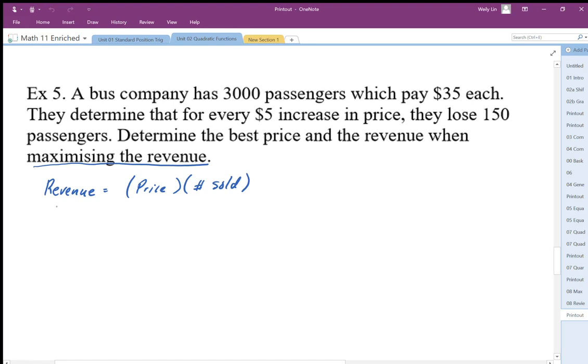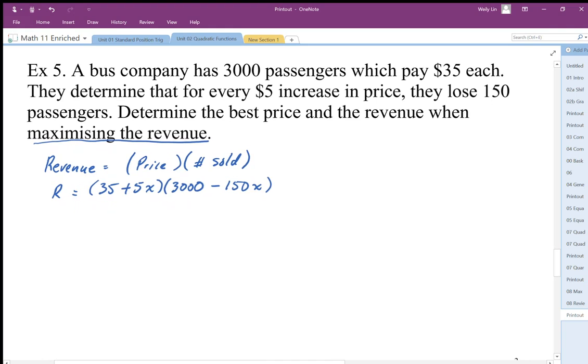So the equation looks like this. R is equal to the price, starting at $35, and we're going to increase it in groups of $5. The tickets sold are going to be 3,000, and we're going to decrease it in groups of 150. So we use 150x. There it is. Now the textbook, I think, does it slightly differently. They use this ratio, and you could use this ratio as well. However, I'm just going to use this value x and these groupings of $5 and 150.